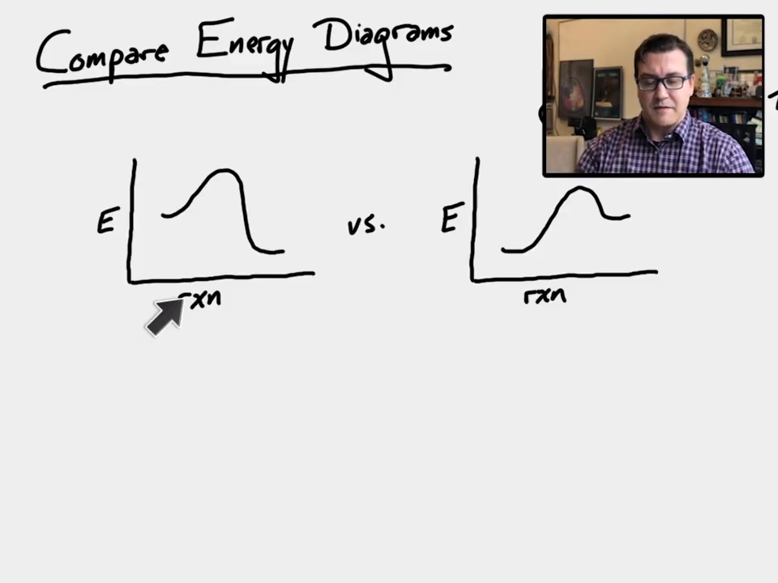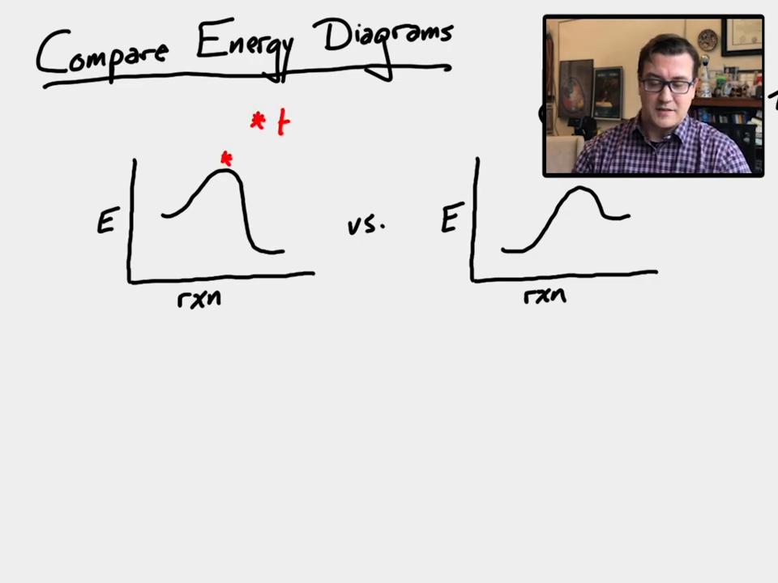So in this case, we have two energy diagrams, and the one on the left, you would say, is favorable, where the starting material is higher energy than the product. So you end up having a negative delta G.